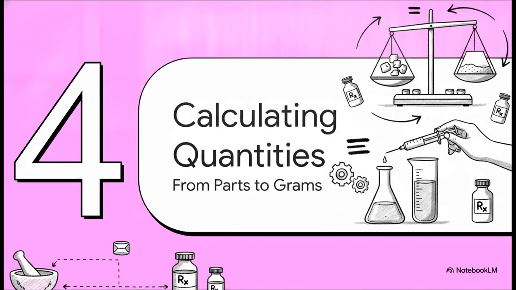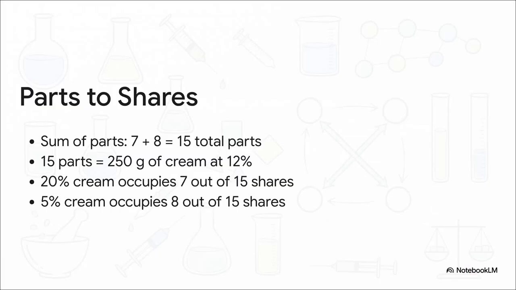Which brings us to our final step, Section 4, calculating exact quantities. Knowing the parts is a great start, but let's be real, you can't weigh parts on a pharmacy scale. You have to convert them into grams. To do this, we associate the resulting parts with the concentration on the opposite end of the horizontal line. So, looking straight across the top, our 20% cream makes up 7 parts of the mixture. Looking straight across the bottom, our 5% cream makes up 8 parts. When we add those together, 7 plus 8 equals 15 total parts.